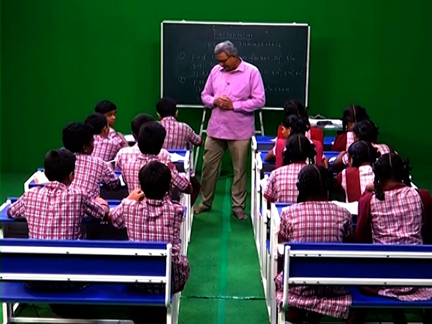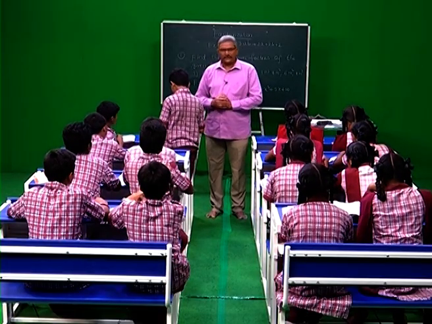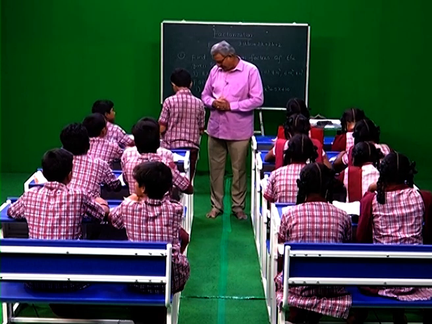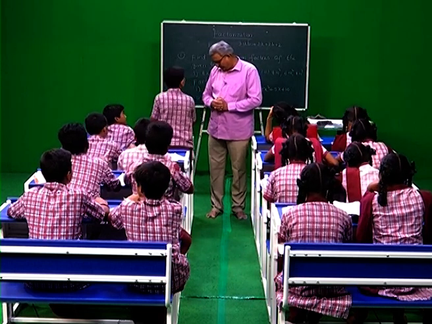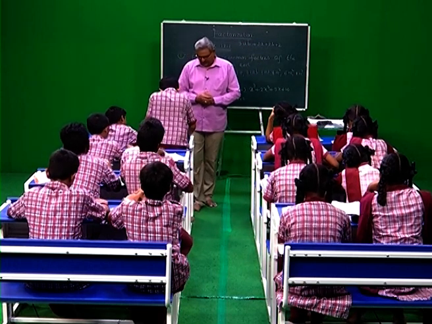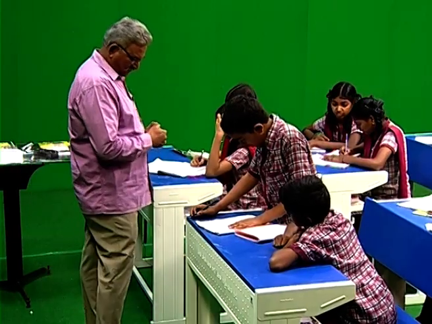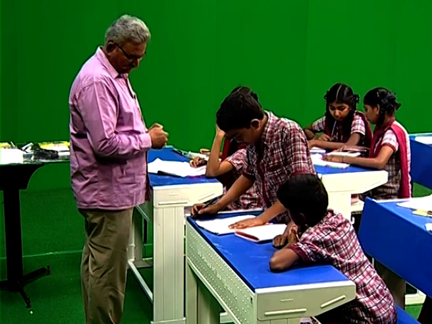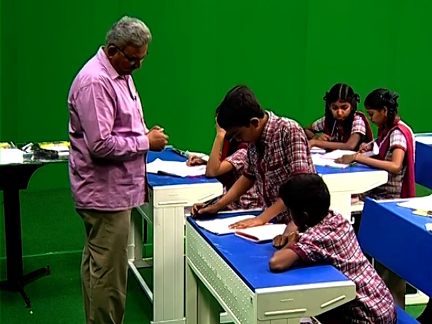Tell me the common factors. Second one. Next, second question. Don't read the question. Tell me the solution. 3a is 3 into a into 1. Very good.